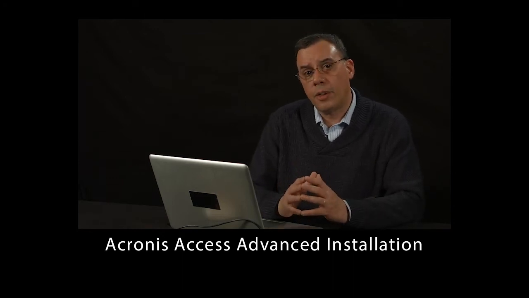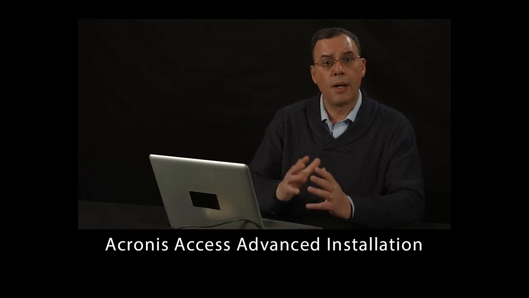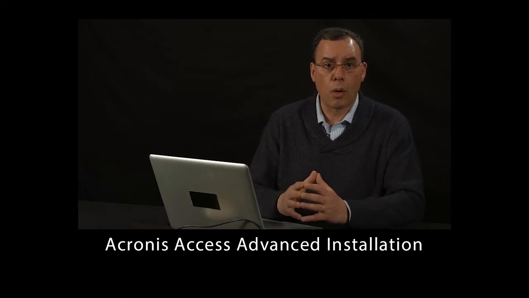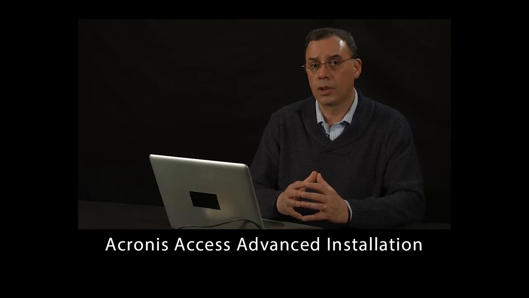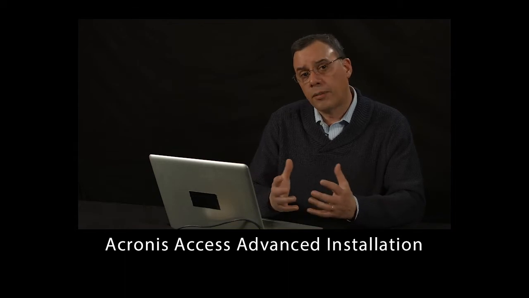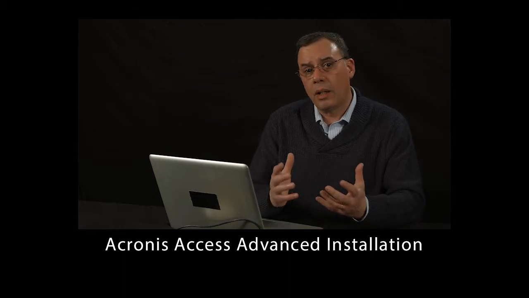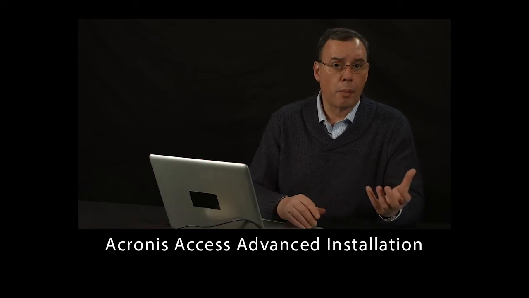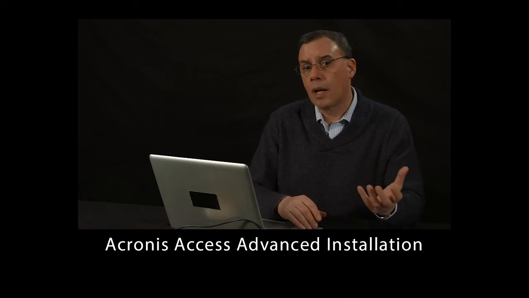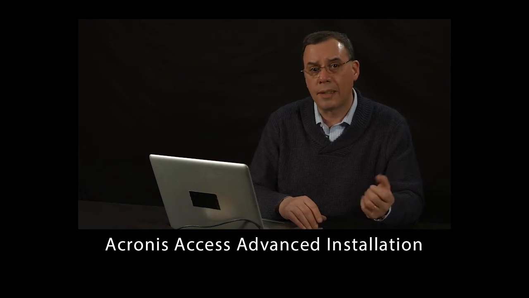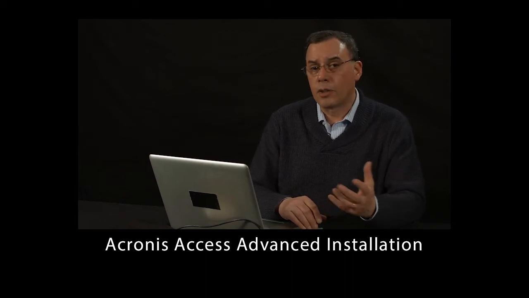The first thing you need to do is to acquire the Acronis Access software installer from the Acronis website. It's a pretty simple process. Download the installer to the target computer. In terms of the target computer, if you are trying to test the product, you can run it on any modern desktop class computer, Windows 7, Windows 8. There's no problem with that.